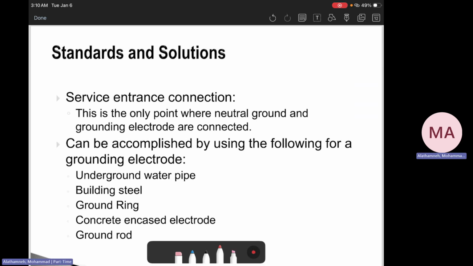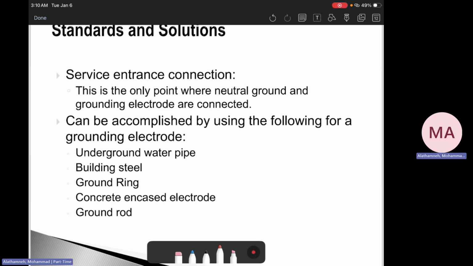There's also some need to worry about the service entrance. The service entrance is the single reference point to the ground. This is the only point where we connect it to the ground. Then we need to make sure underground water pipes are used only if they are metallic, continuous and legally allowed.